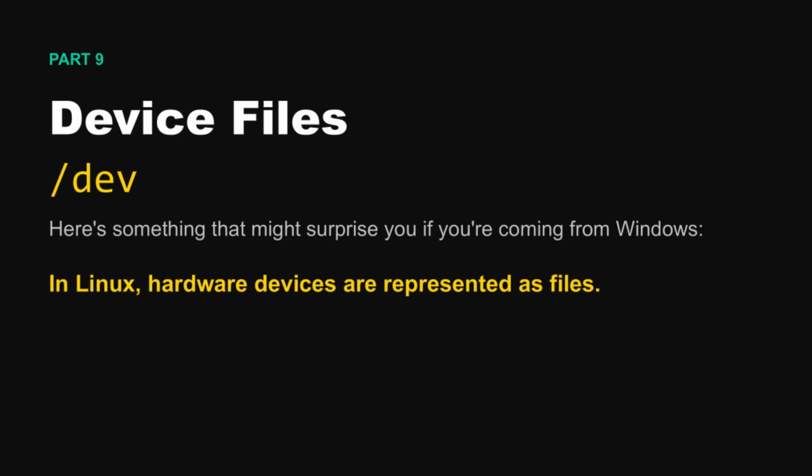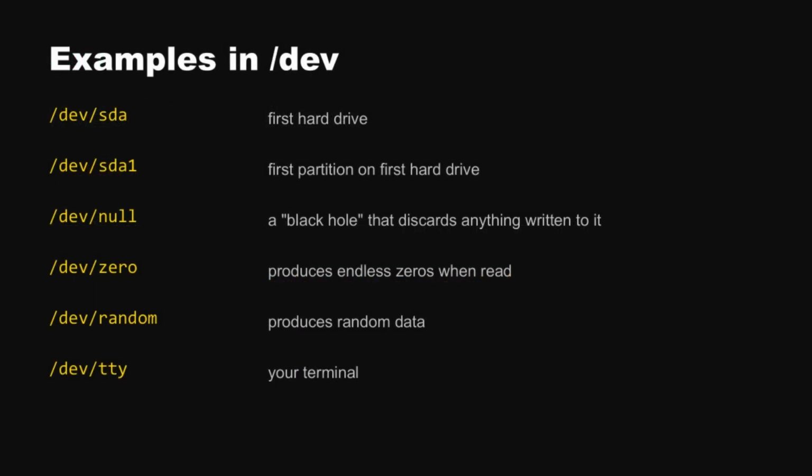Now, in Linux, hardware devices are represented as files. The /dev directory contains these special device files. When you interact with hardware, you often interact with a file in the /dev directory. Examples would be /dev/sda, or sda1. Now, sda is your first hard drive. sda1 would be the first partition on the first hard drive.